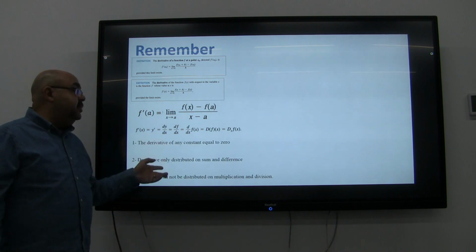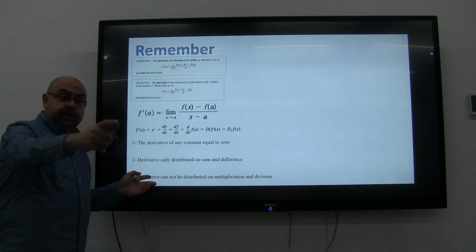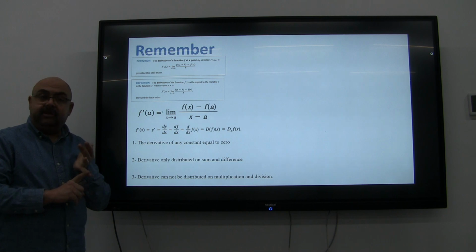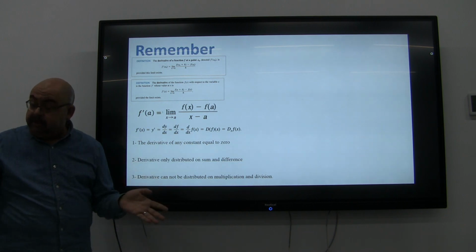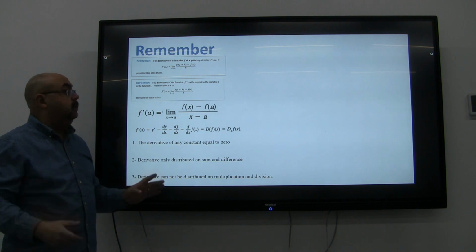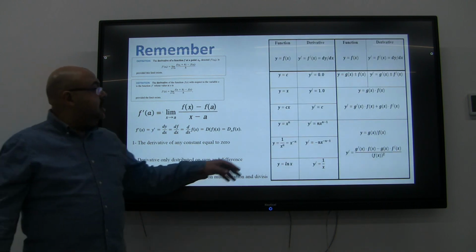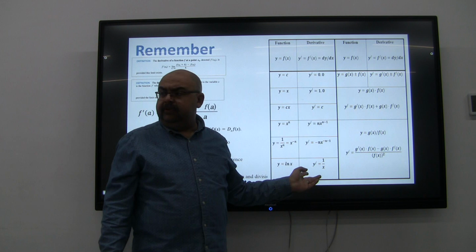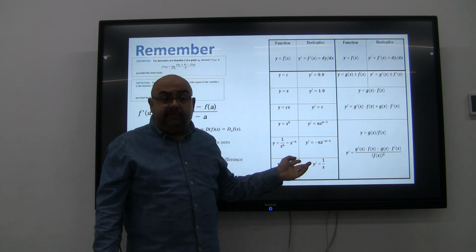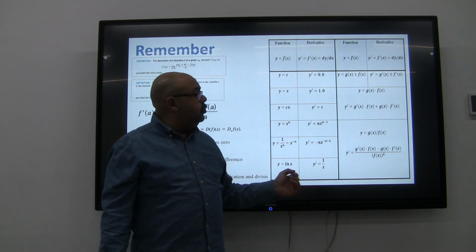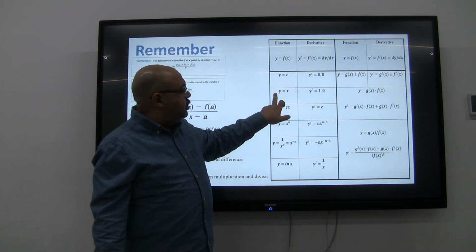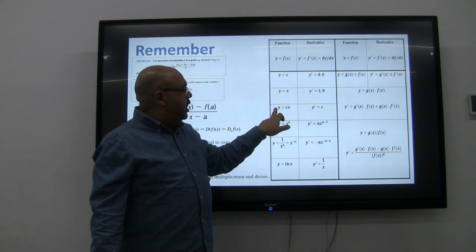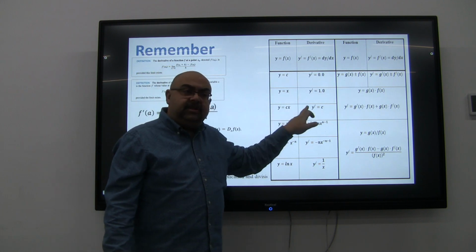Okay, remember the preliminaries of derivative, which are differentiation of a constant equals 0. Derivatives in general can be distributed on sum or difference. They can't be distributed on multiplication or division. Of course, this is the simplest table for the simplest shapes of functions that you will have to know. Differentiation of a constant will equal 0. Differentiation of x is equal to 1. If y equals c times x, y dash is going to equal c.